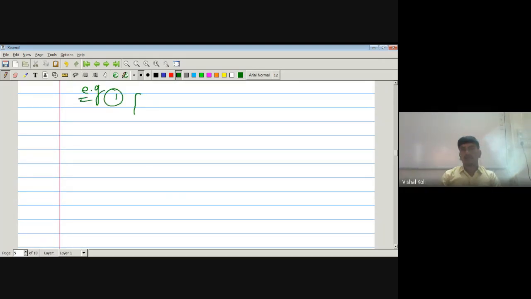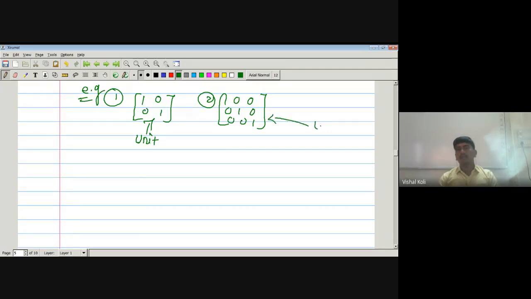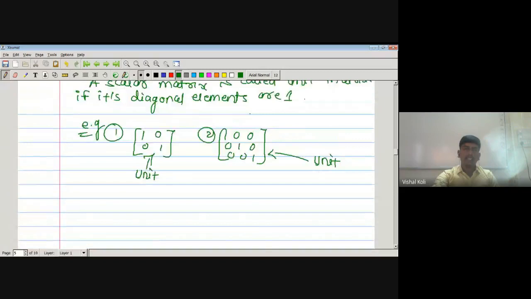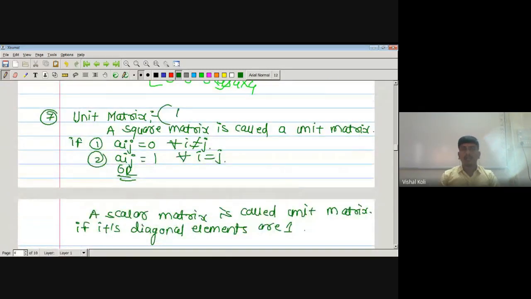First one, 1001, second one, 100 010 001. So here the non-diagonal elements are 0 and diagonal elements are 1, then it will be a unit matrix. Unit matrix is also called an identity matrix, and this is again a unit matrix, since here also all the non-diagonal elements are 0 and the elements on the diagonal line are 1, so it is again a unit matrix. This unit matrix is also called an identity matrix.